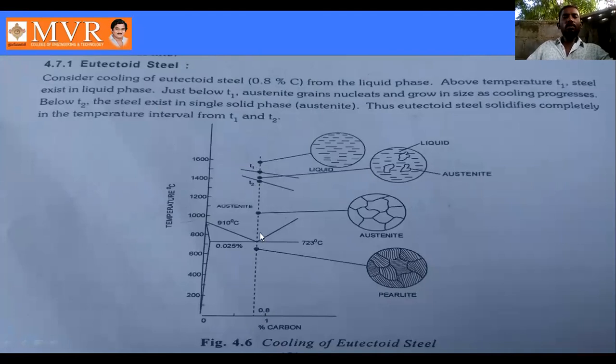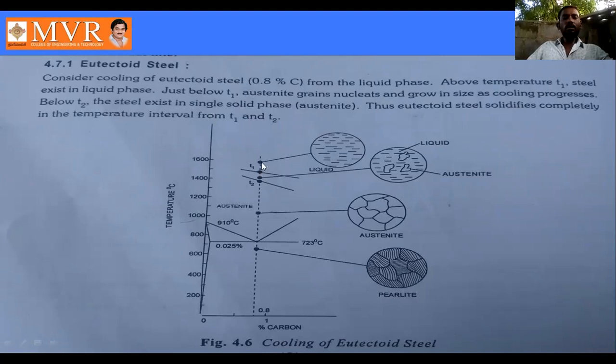0.8% carbon. So from the liquid phase, it is completely liquid phase above the temperature. Just below T1, austenite grains nucleate and grow in size. So below T1 the steel exists in a single solid phase.